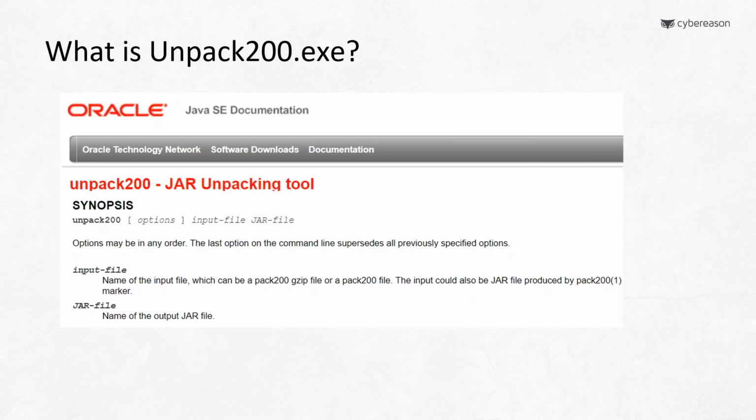Now, a simple Google search showed us that unpack200.exe is an Oracle, actually a Java tool used to unpack jar files. Now, that is a certain indication, but not a strong one, because, as you can imagine, you can rename any file to be called unpack200.exe. And that's why we are looking at other indications.